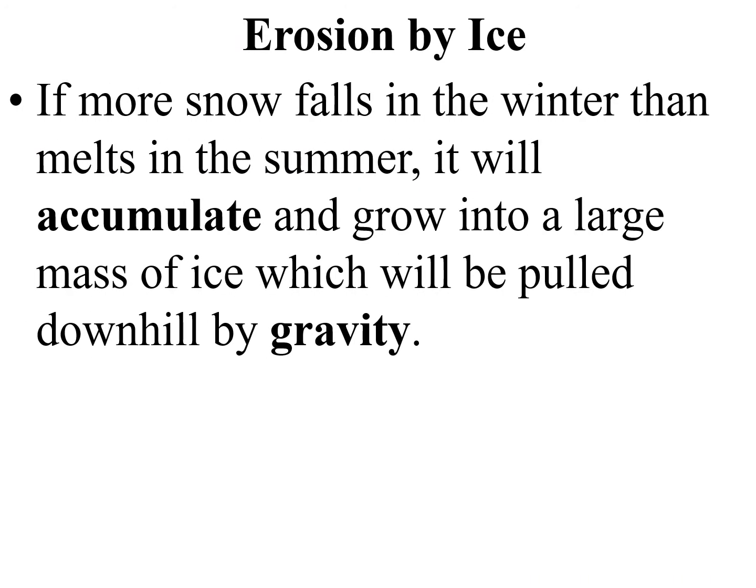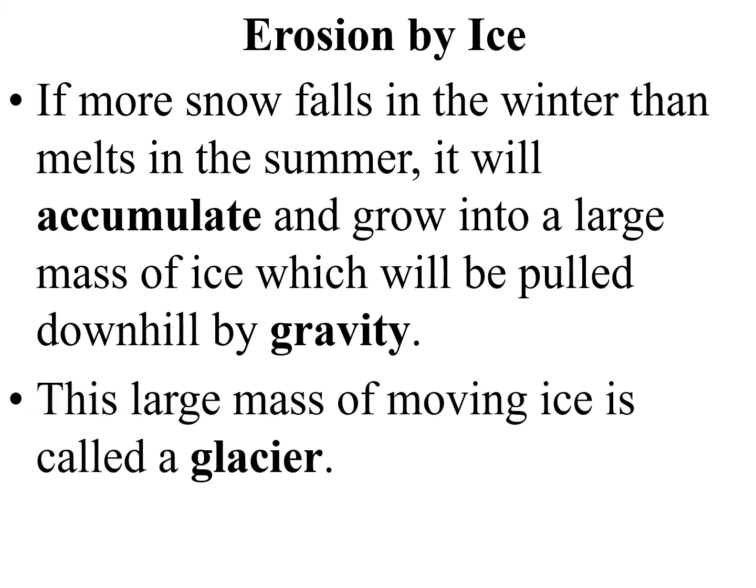All right, so erosion by ice. The bottom line is very simple. If you get more snow in the winter than can melt in the summer, you'll always have that snow. And year after year, it'll accumulate and grow into a large mass of ice, which can be pulled downhill by gravity. The large mass of moving ice is called a glacier.